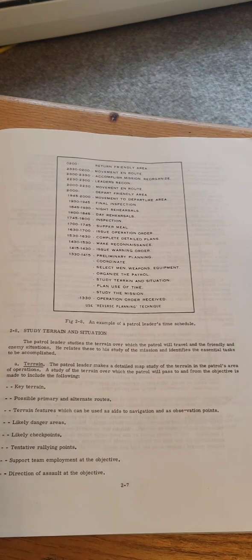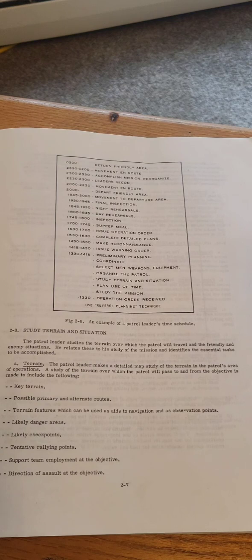2-8, study terrain and situation. The patrol leader studies the terrain over which the patrol will travel and the friendly and enemy situations. He relates these to his study of the mission and identifies the essential task to be accomplished. A. Terrain. A patrol leader makes a detailed map study of the terrain in the patrol area of operation.